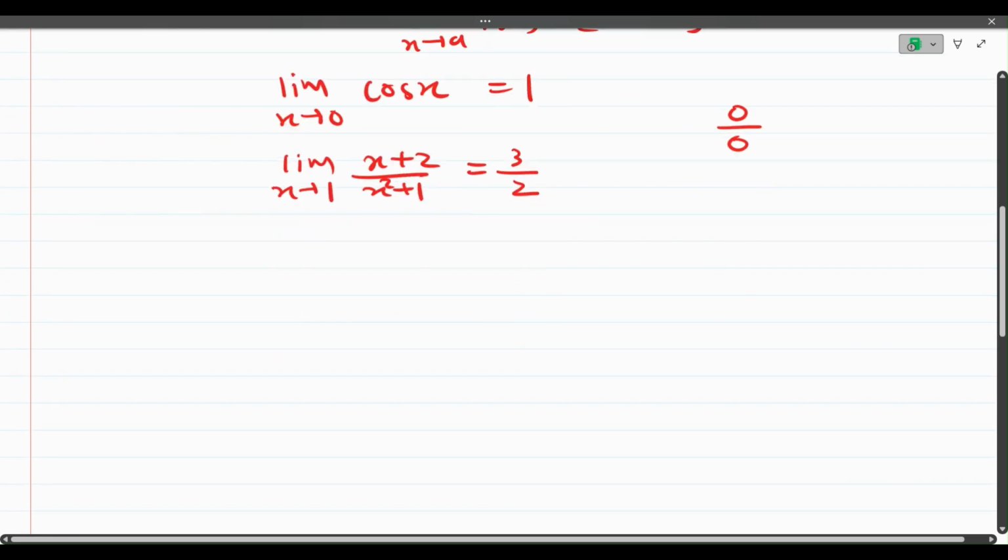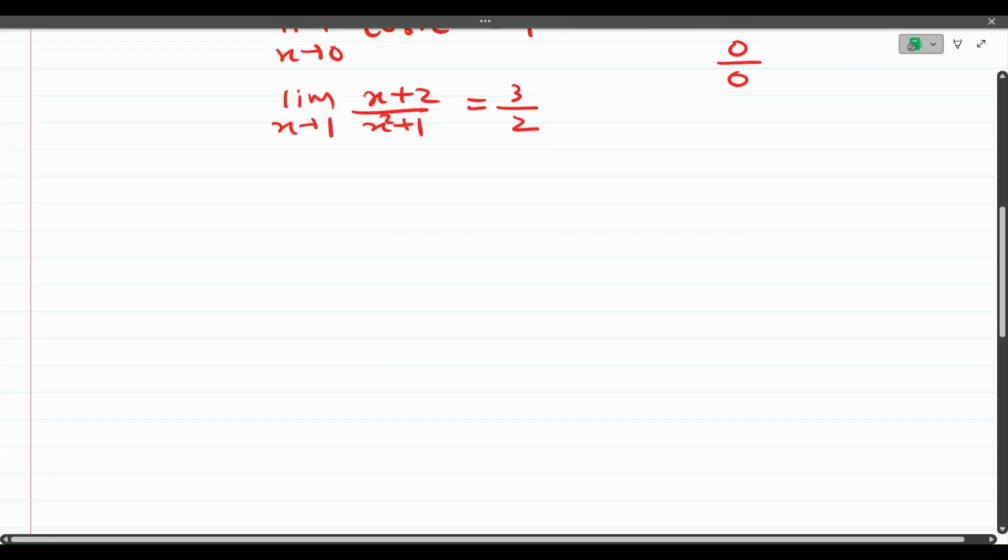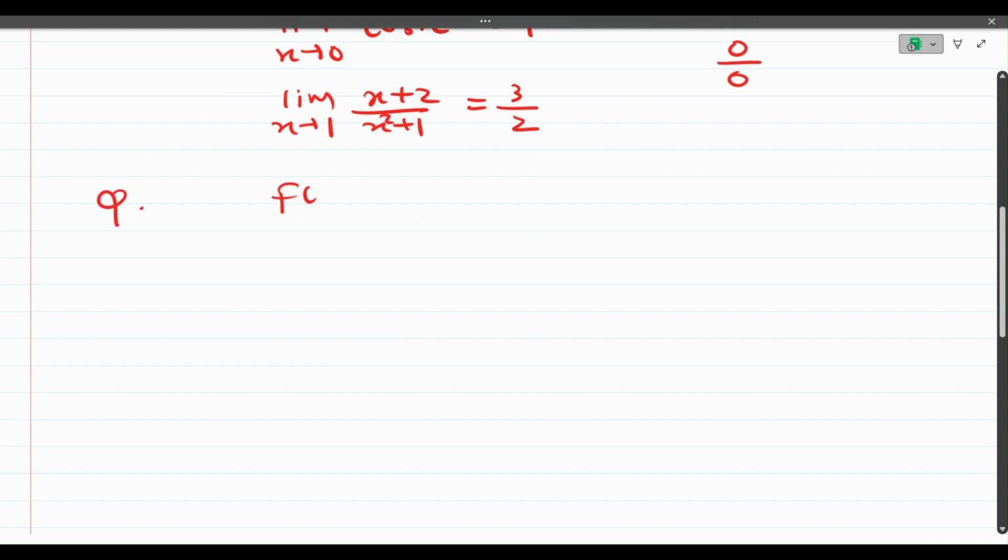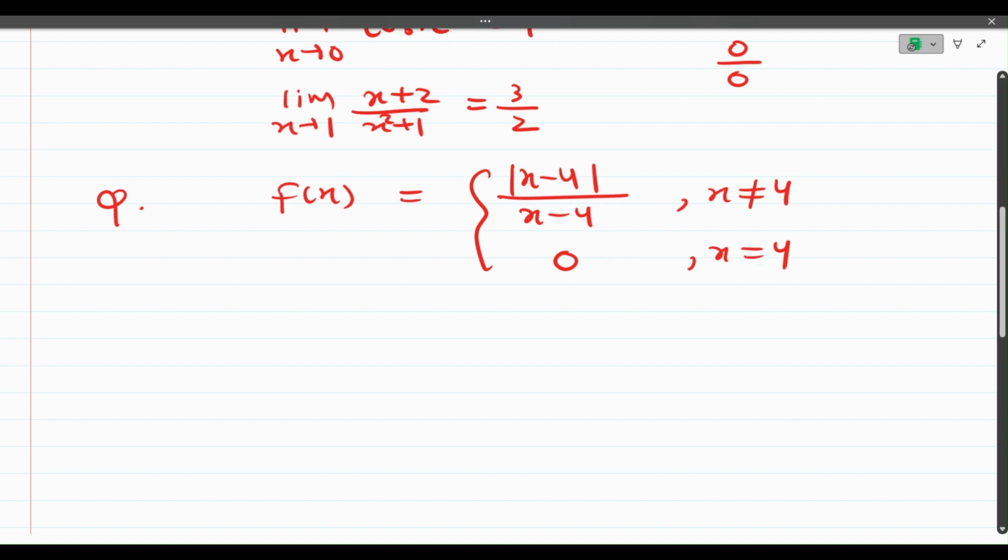Okay. Now let's see a function where we have to evaluate the left hand limit and the right hand limit. So let's evaluate the left hand limit and the right hand limit for the function absolute value of x minus 4, over x minus 4, where x cannot be equal to 4, and it's 0 if x is equal to 4. And we'll find its LHL and RHL at x equal to 4. Right? Let's first find its left hand limit.